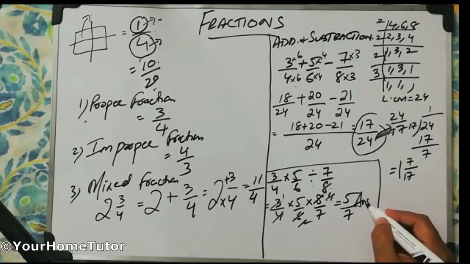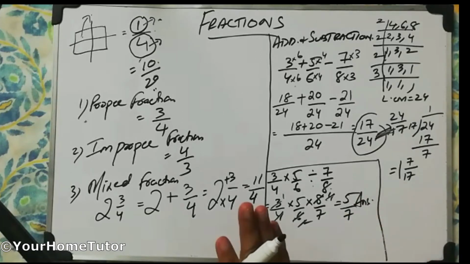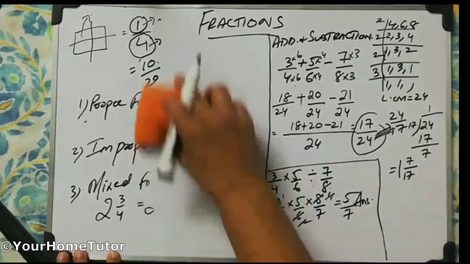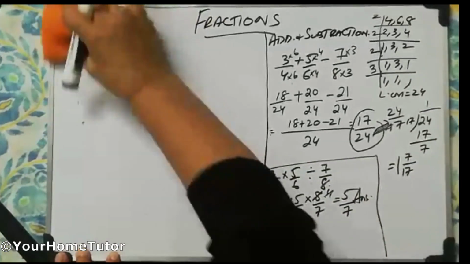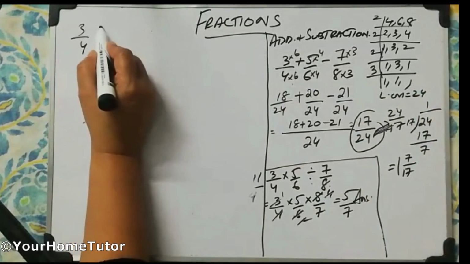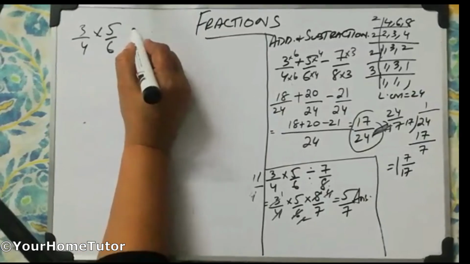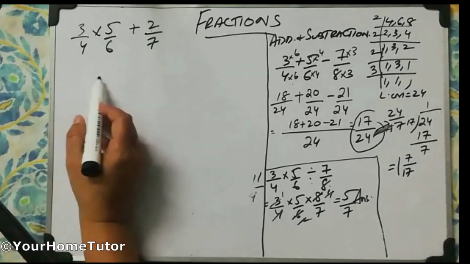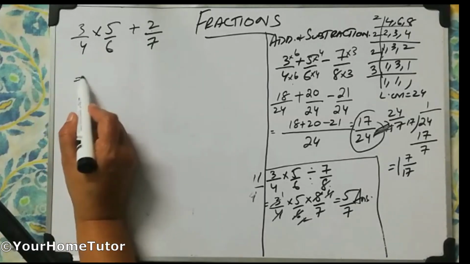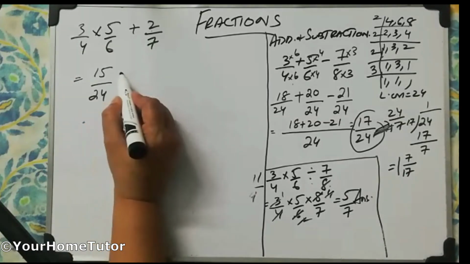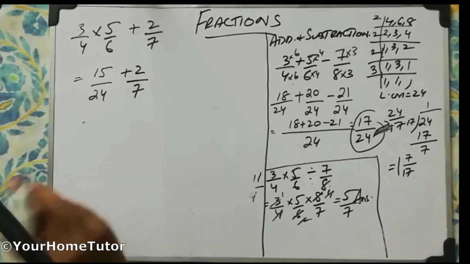If we have questions in which we have plus or minus signs and multiplication together, then again we have to be very careful about the solution. For example, let me discuss one question. Suppose we have 3 upon 4 multiplied by 5 upon 6 plus 2 upon 7. Now what will we do in this case? First of all, we will solve the multiplication. 3 fives are 15, 4 sixes are 24, plus 2 upon 7. Now we will take the LCM.